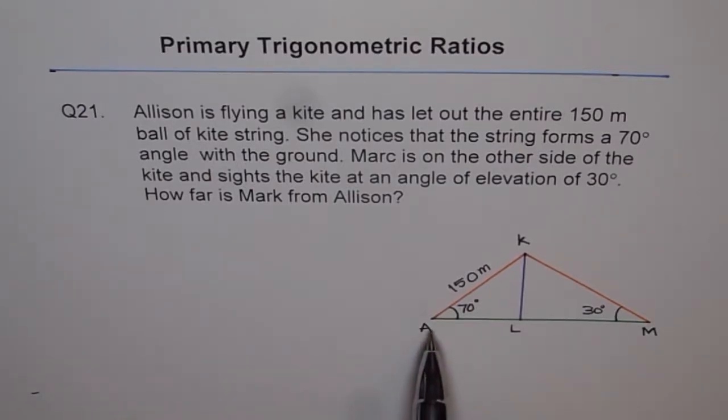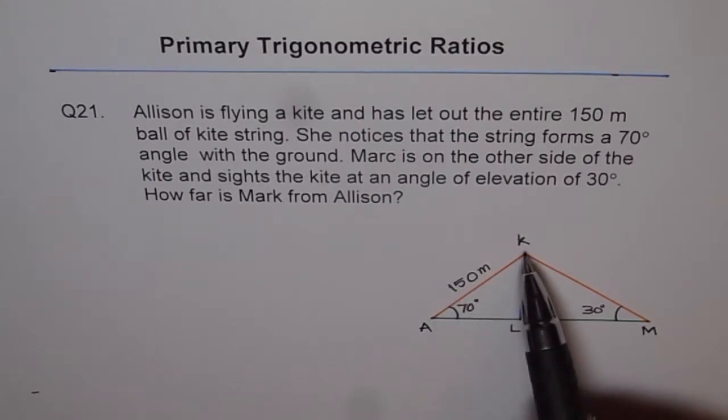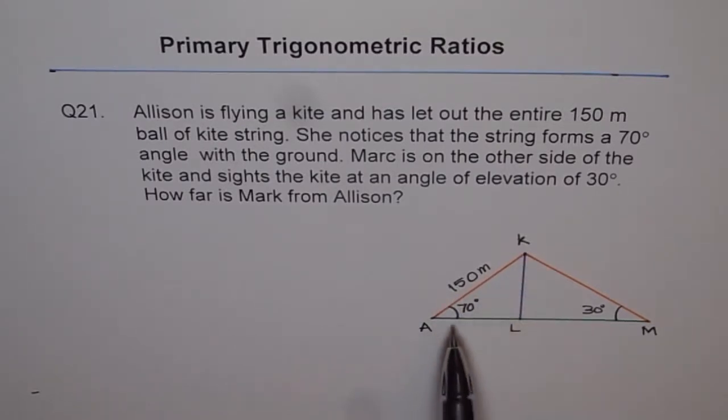So we need to find distance A to M. Now here is a figure which represents the given problem. So Ellison is flying a kite, and that is 150 meters of kite string making an angle of 70 degrees with the ground. Mark on the other side sees the kite at an angle of elevation of 30 degrees. And we need to find distance between Ellison and Mark, which is AM in this diagram.